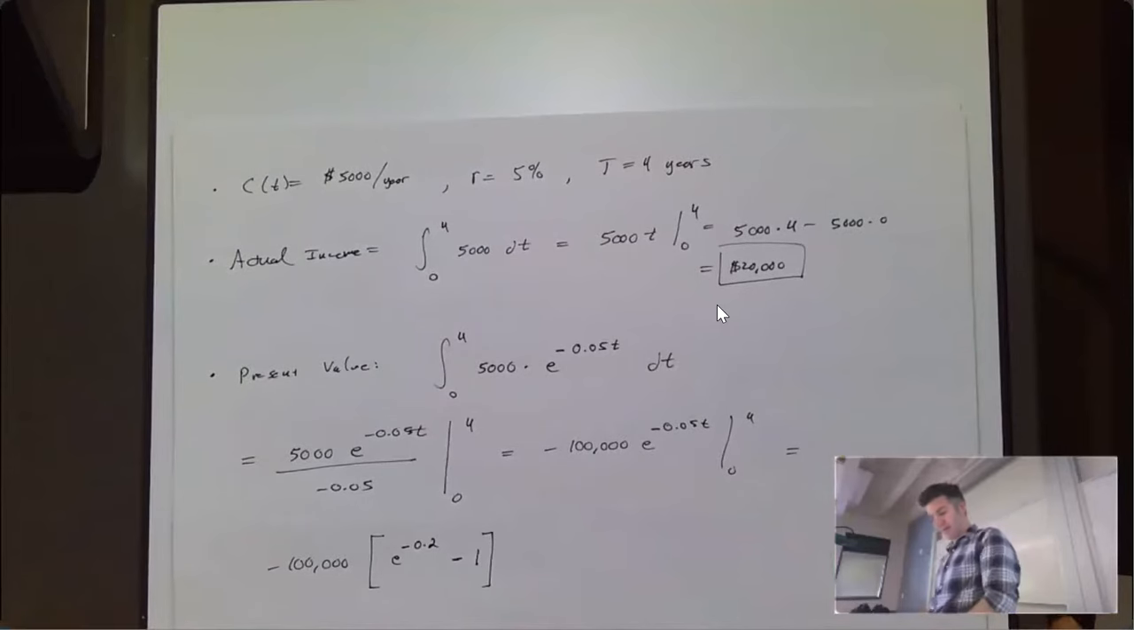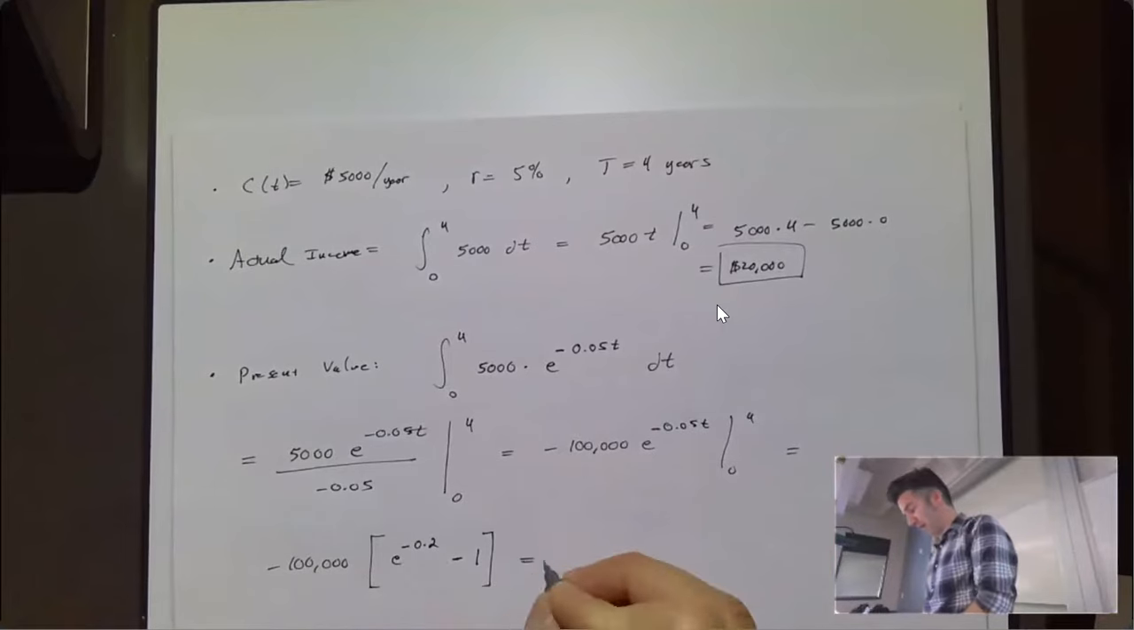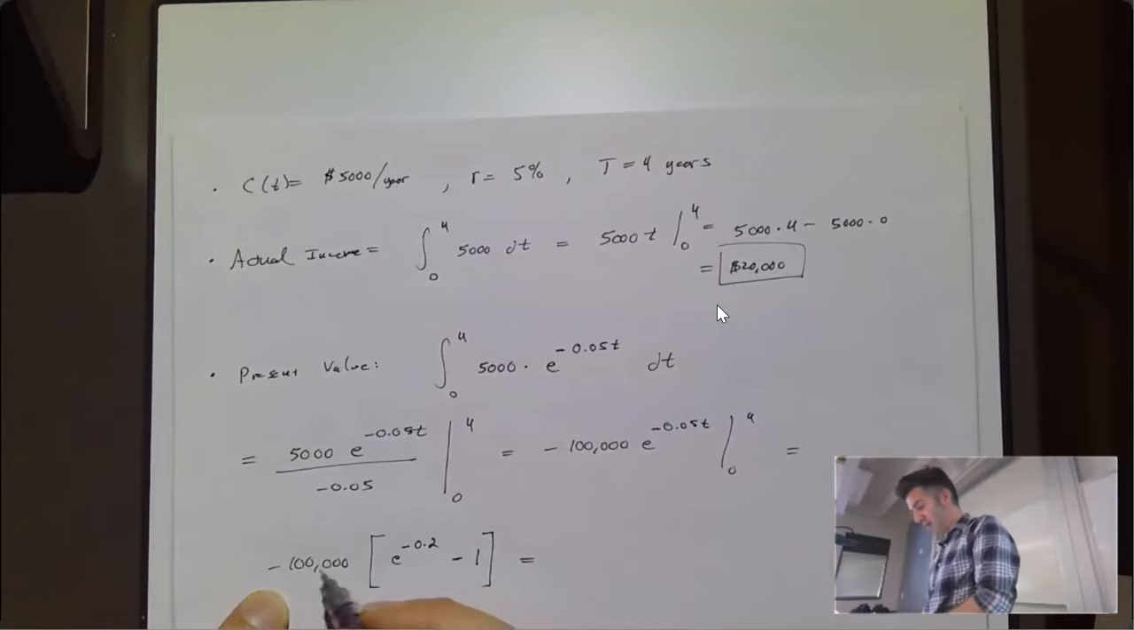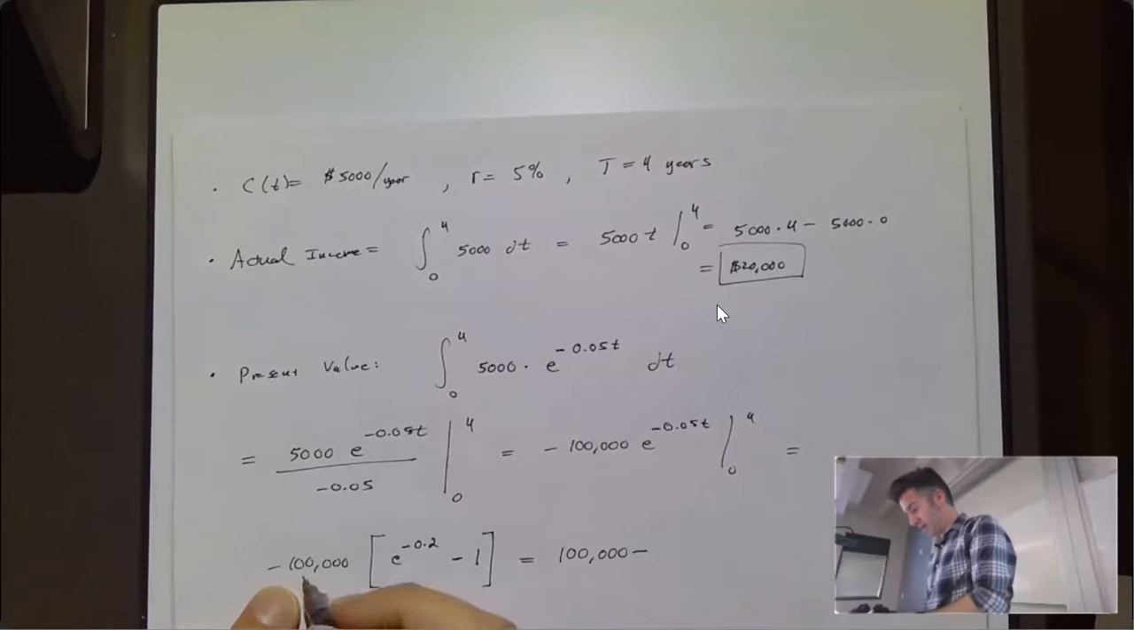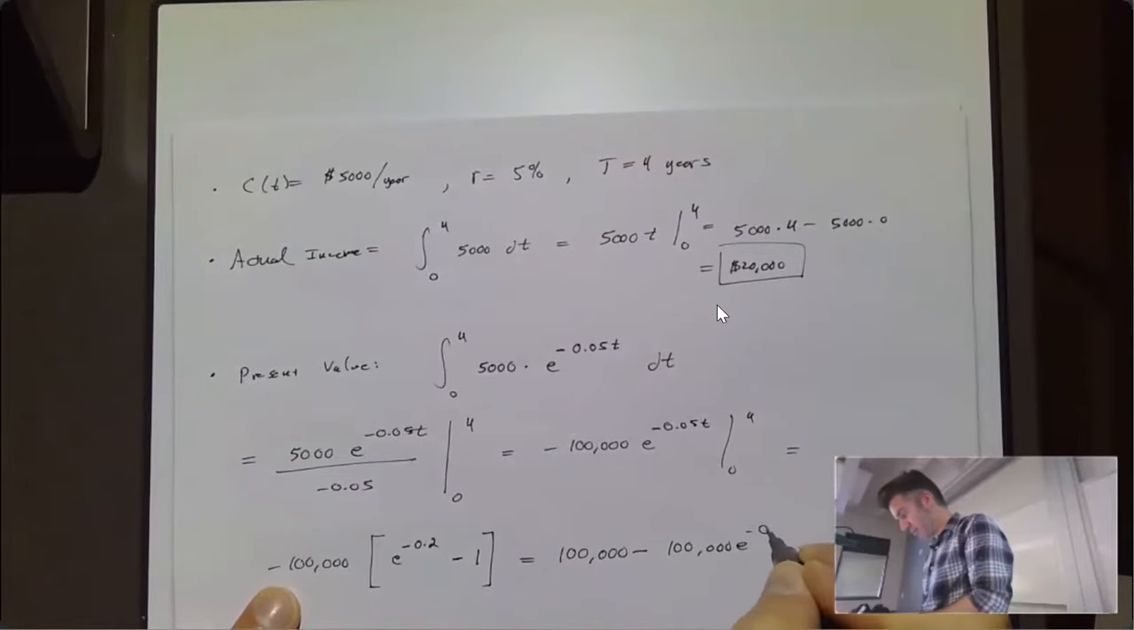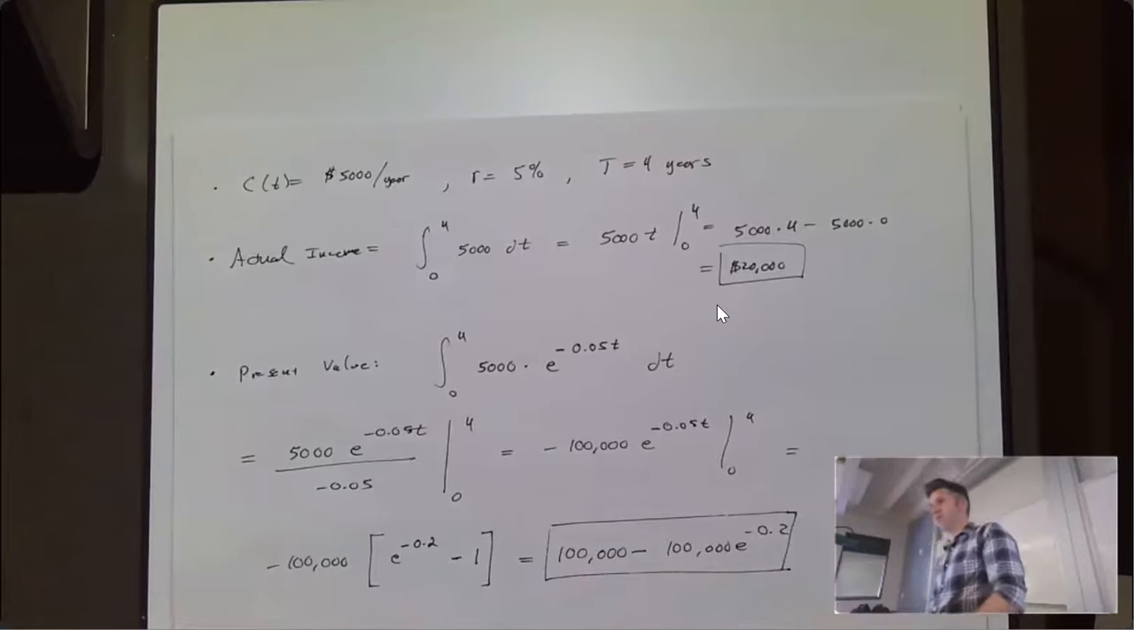And then if I was writing this as an answer, I might rewrite this as negative 100,000 times 1 is positive 100,000, minus 100,000 times e to the negative 0.2. That's your exact answer. This doesn't feel very useful though, right? If I told you that's the present value of your dollars, you're like, great, James, you've told me nothing because I don't know how much money that is.